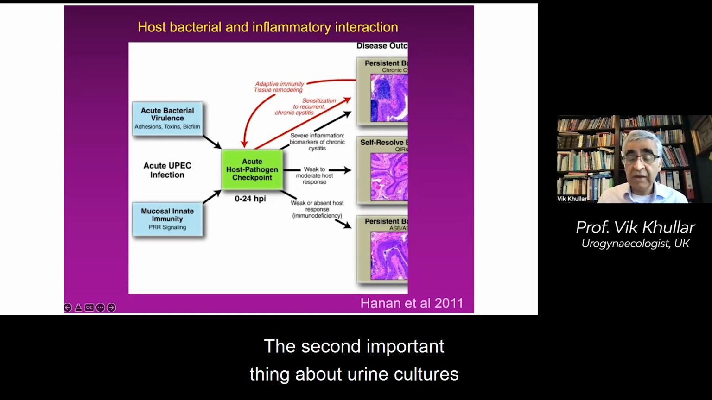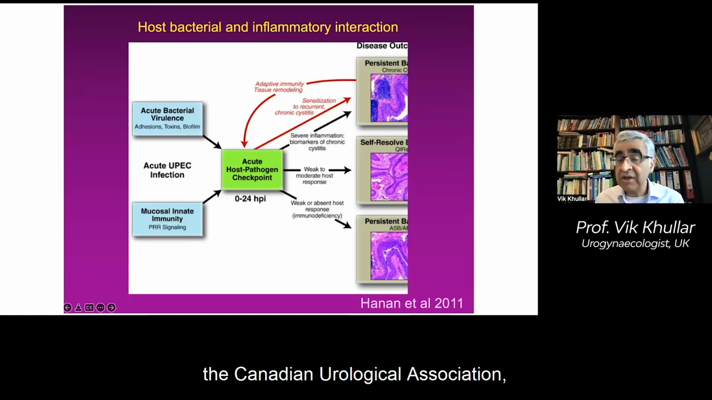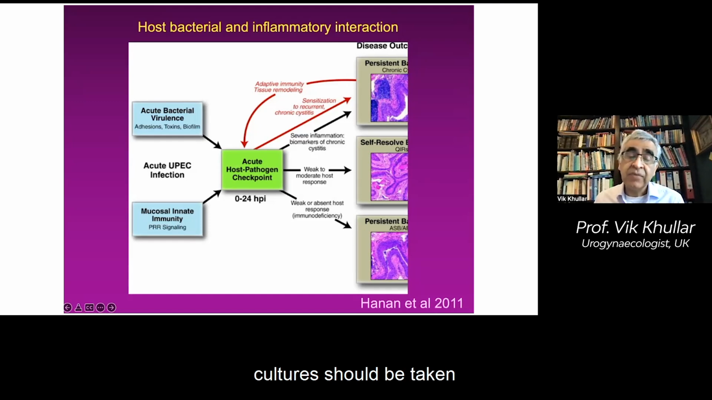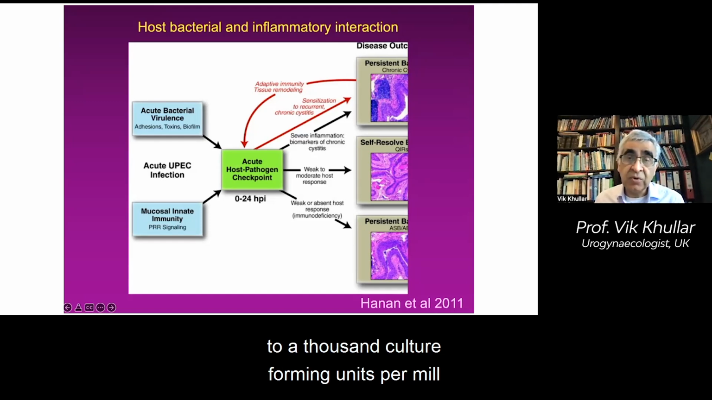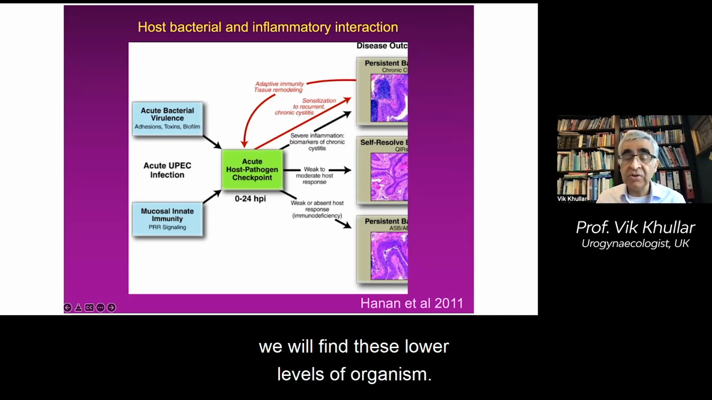The second important thing about urine cultures is that in line with the American Urological Association, the Canadian Urological Association, and the European Urological Association guidelines, cultures should be taken to 1,000 colony forming units per mil, which is 100 times lower than is reported in most institutions. And the reason for that is that in this group of patients, we will find these lower levels of organism.